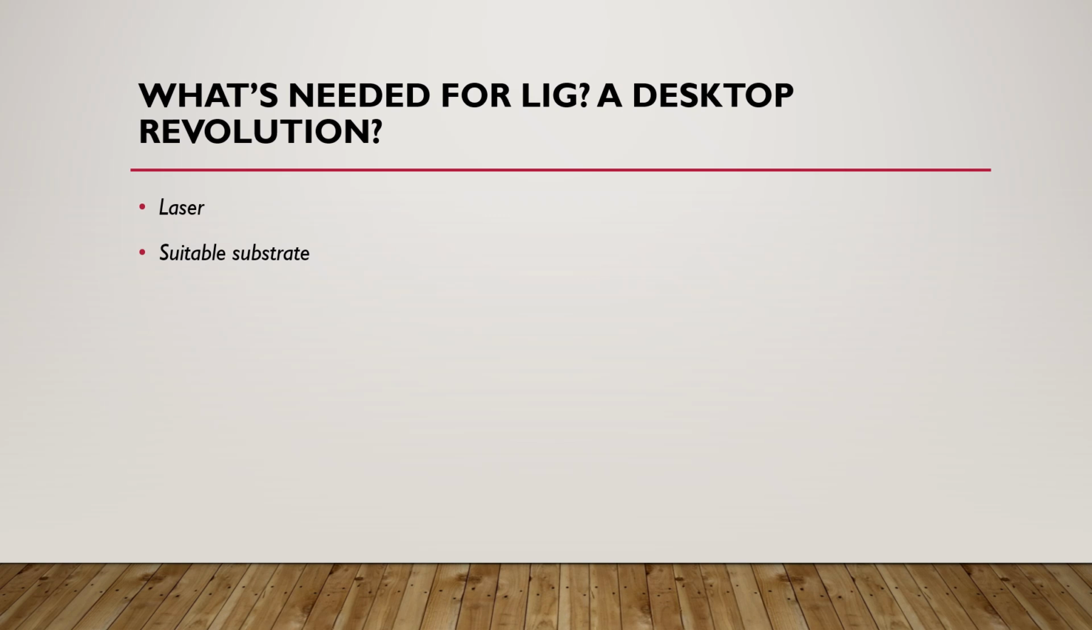So to make LIG, you just need two items. First, a laser, the same kind you use in laser cutters or engravers. Second, a suitable substrate, a material that can turn into graphene when it is hit by the laser. That's it. No furnace, no vacuum, no clean room. That's why people call it a desktop revolution.